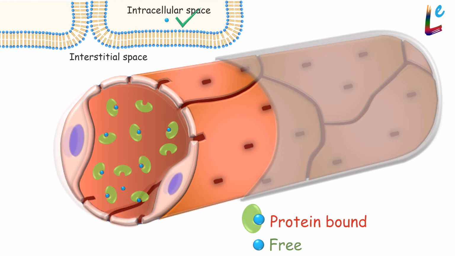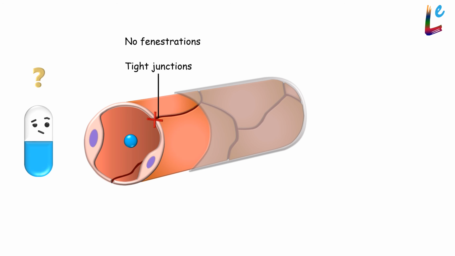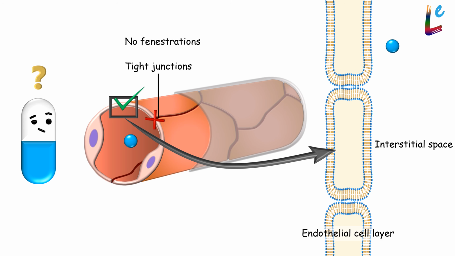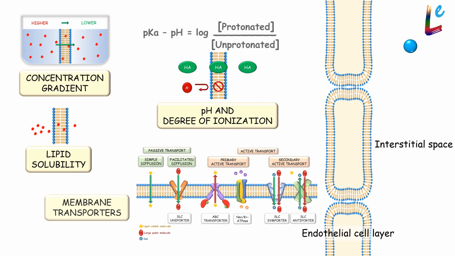Now, if the endothelium is non-fenestrated with tight junctions or the drug molecule is too big, does it mean that a drug can never cross the endothelium? Of course not. It could still move across through the endothelial cell membranes. We have seen the factors affecting this movement in the series of videos on the passage of drugs across a plasma membrane. Check out these videos by clicking this link.